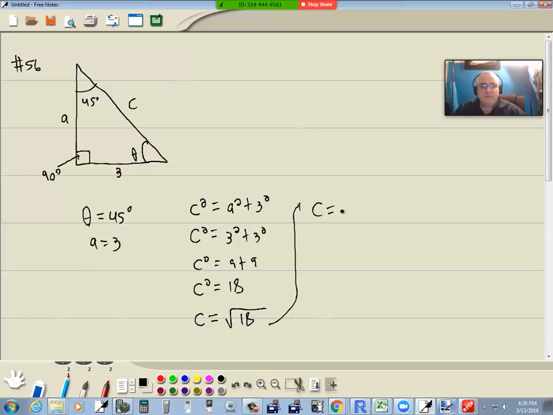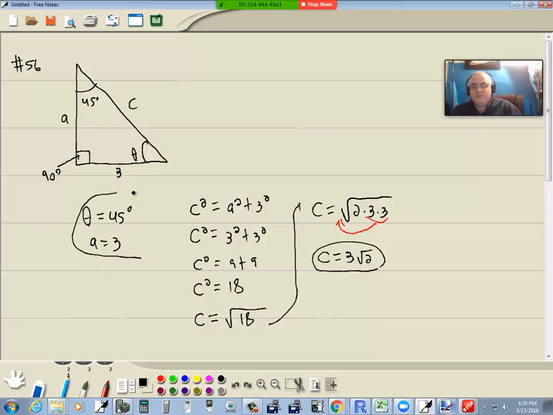Now you always simplify your radicals. So 18 is 2 times 2. Wait a minute, I'm lying to you. 2 times 3 times 3. Now we're looking for a pair of somethings. Here's a pair of 3s, so that's going to come out in front as a single 3. So we got C is equal to 3 square root of 2. And those would be our answers.